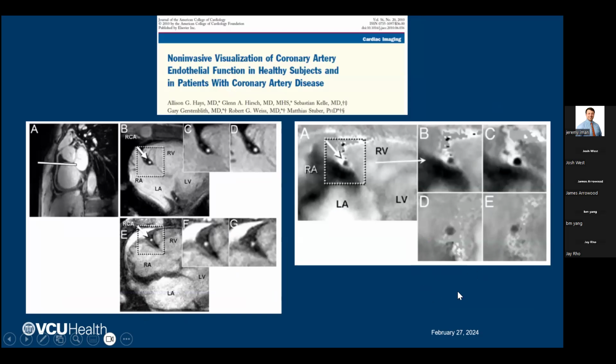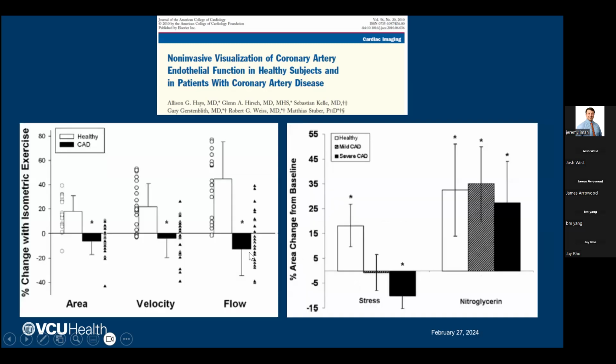This is a study that Allison Hayes and her group did, I believe at Johns Hopkins, and they were using isometric exercise. So they had a hand grip ergometer, and their focus was identifying the coronary artery and imaging it in cross section with phase contrast imaging. So they're actually looking at flow through the coronary artery with and without isometric exercise.